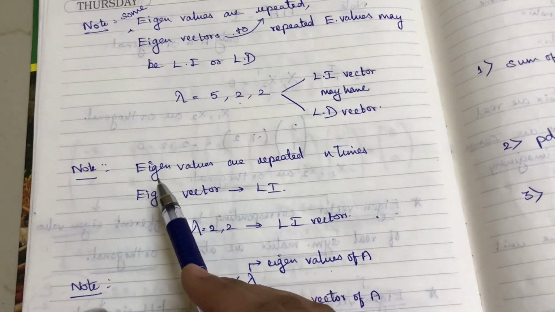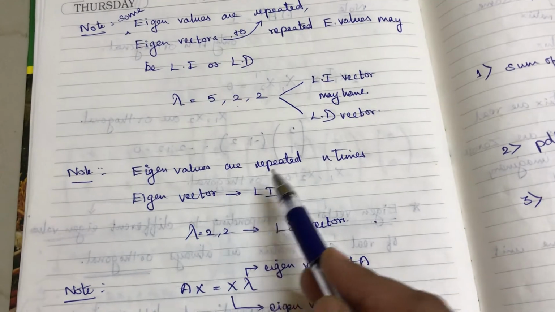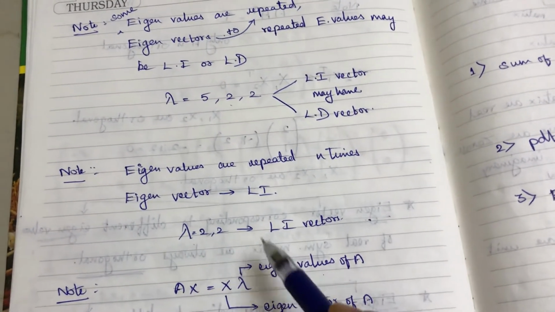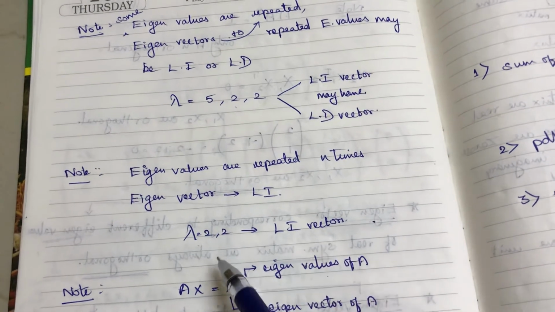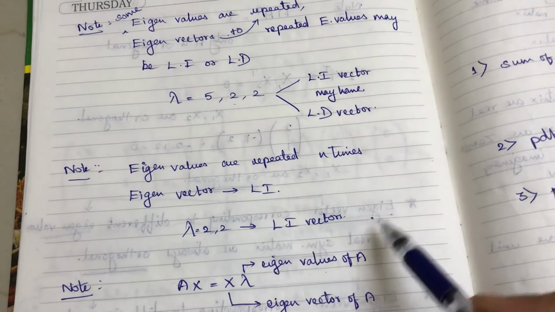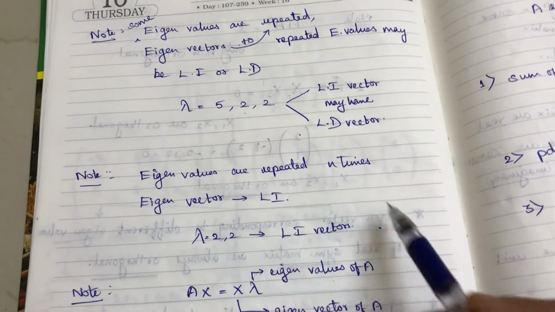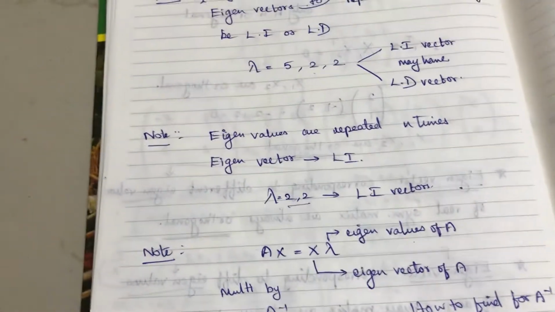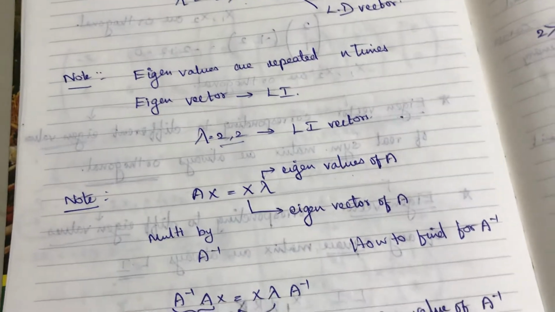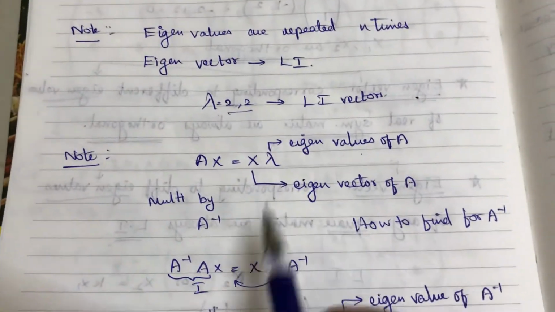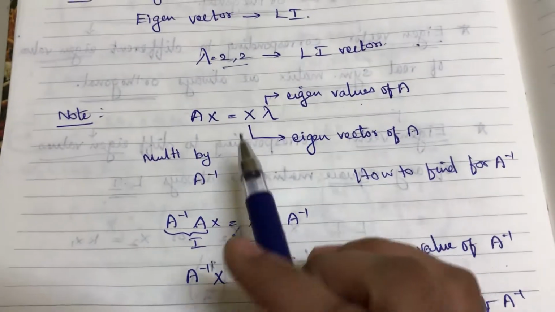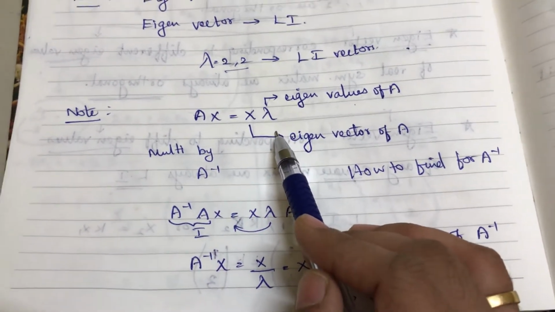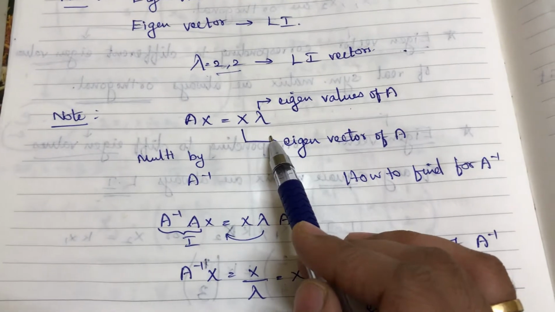Next note: if eigenvalues are repeated n times, it means only the values are repeated, and the eigenvectors are said to be linearly independent. Repeating values, linearly independent. Okay. And the next note is AX = λX. We know the equation.